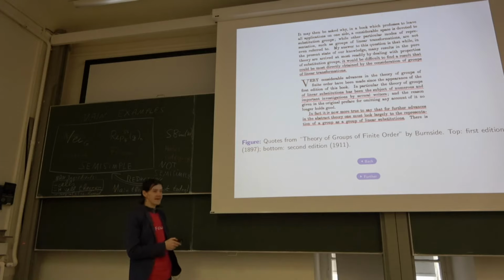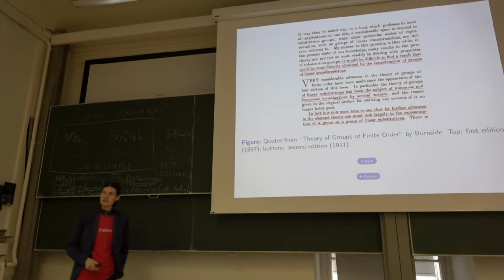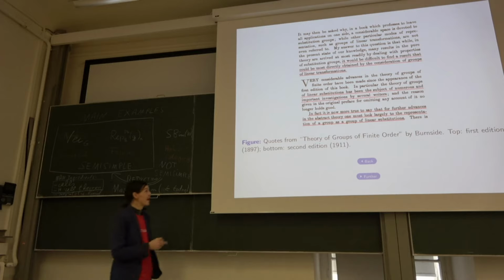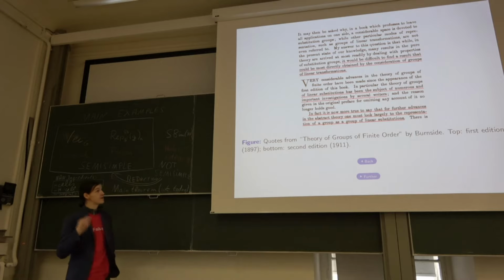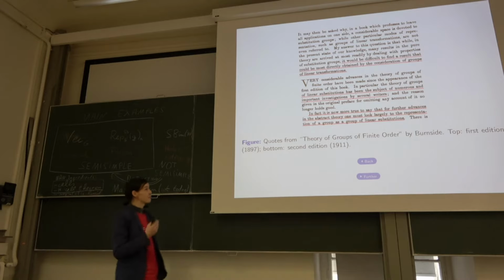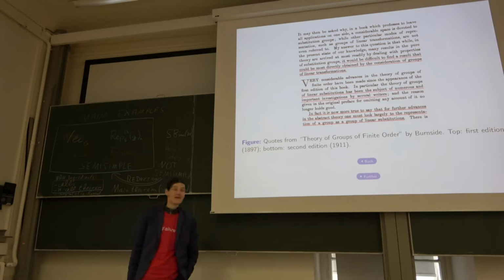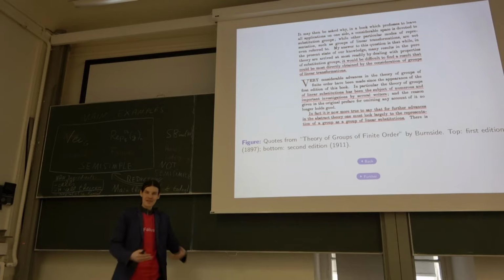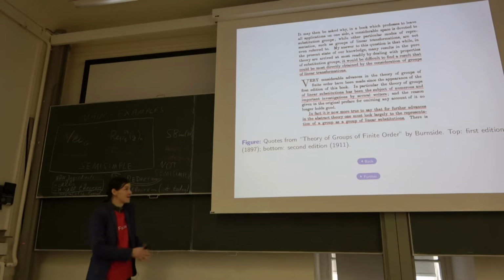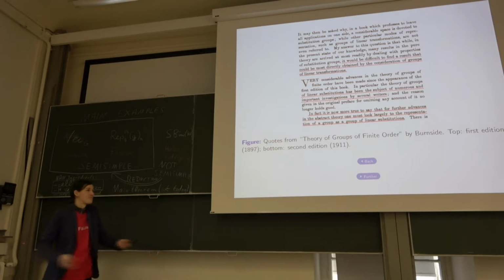A few years later, he completely changed his mind, and is now one of the fathers of representation theory, and he writes, in fact, it is now more true to say that for further advances in the abstract theory, one must look largely to the representations of a group as a group of linear substitutions. So he completely turned his mind around, right? From 0 to 1, just completely turned around.